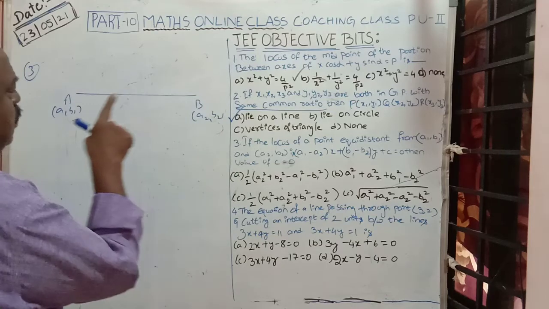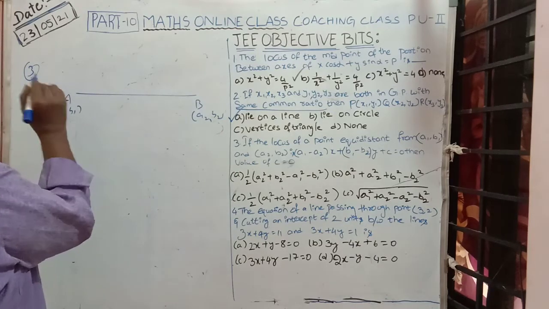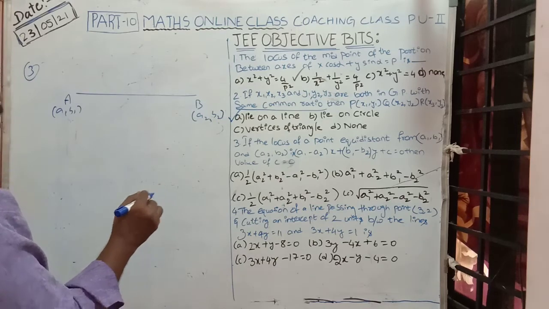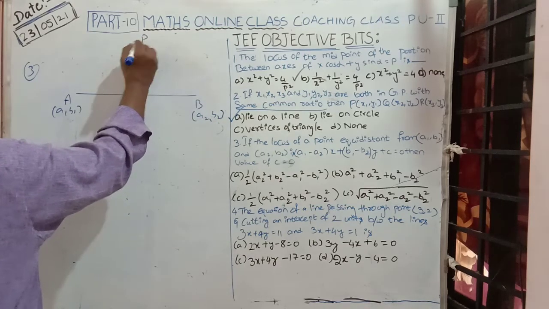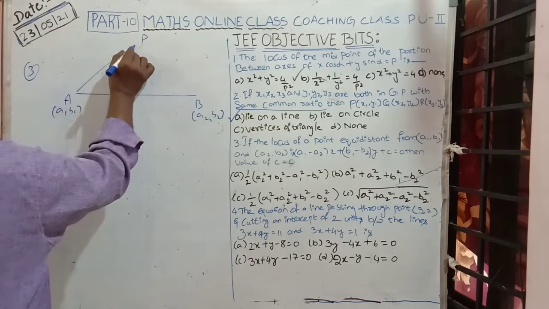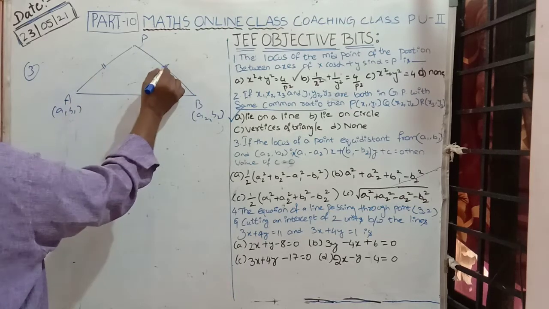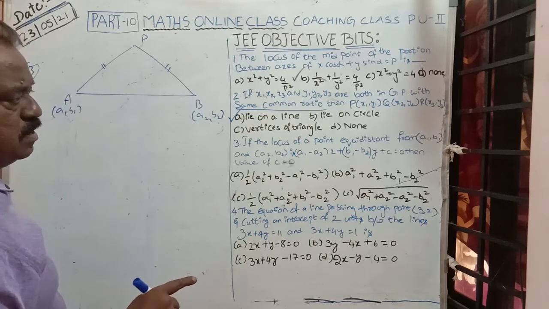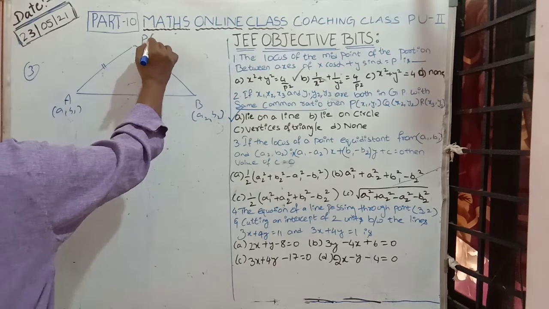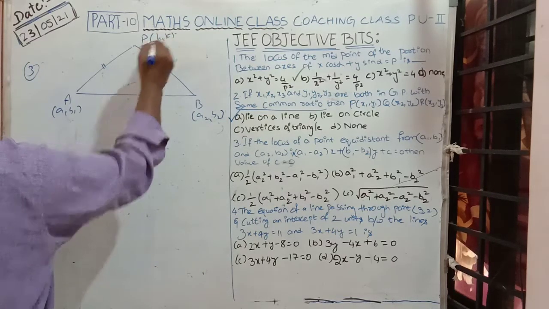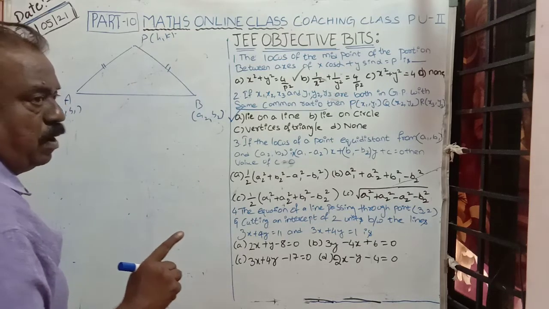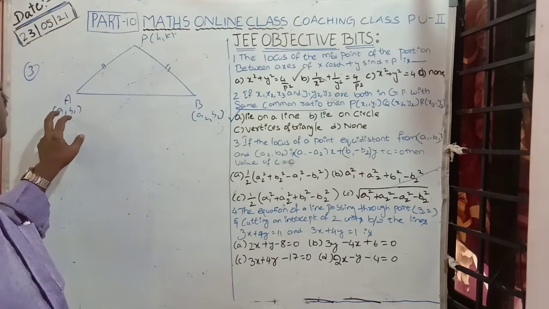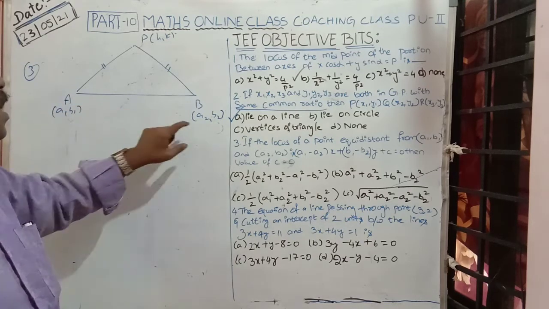There are 2 points (a1, b1), which I named as capital A, and capital B, (a2, b2). A point P is there, and it is equidistant from these two. AP is equal to BP. That is the concept, equidistance. Such a point P is taken as (h, k), you assume. The locus of a point with the condition that it is always equidistant from A and B.